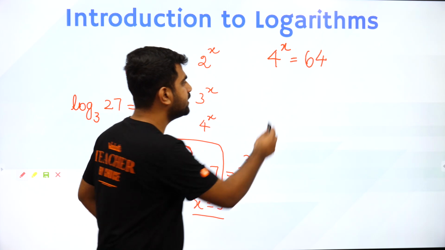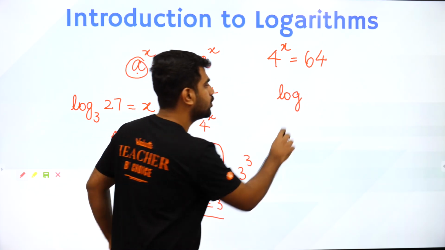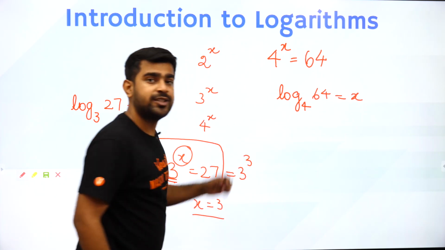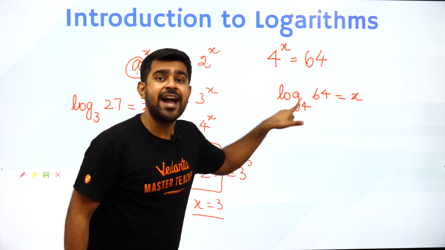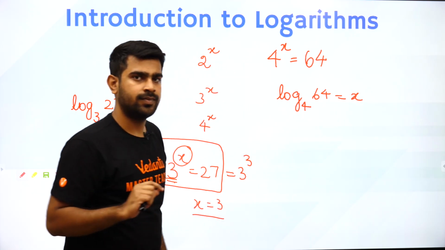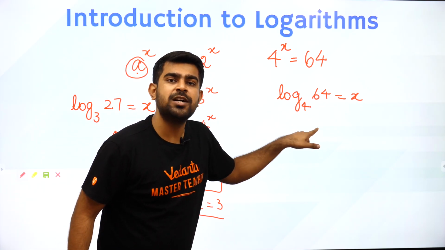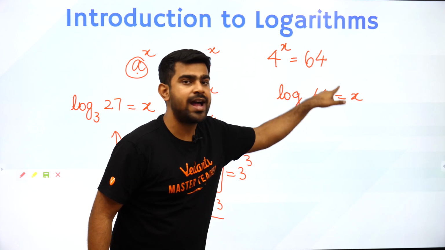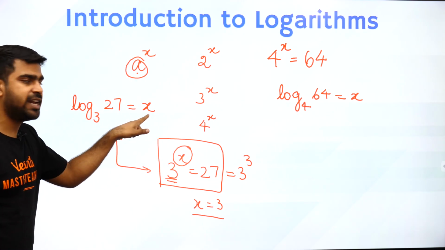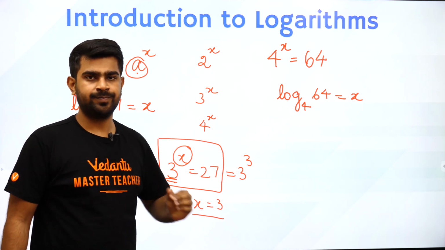So how will I write this? This can be written as log, what is the base here? The base is 4. So log to the base 4 of 64 is equal to x. So that means what? The way I understand this is 4 raised to the power x is equal to 64. Or in other words, x is the power to which 4 must be raised so that it gives me the value 64. Similarly, x is the power to which 3 must be raised so that it gives 27. That is how you interpret it.